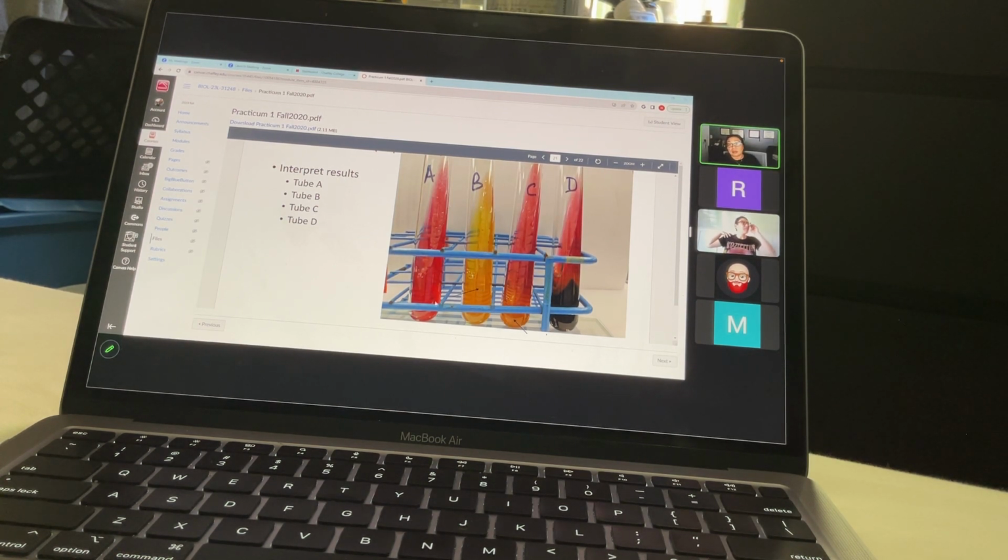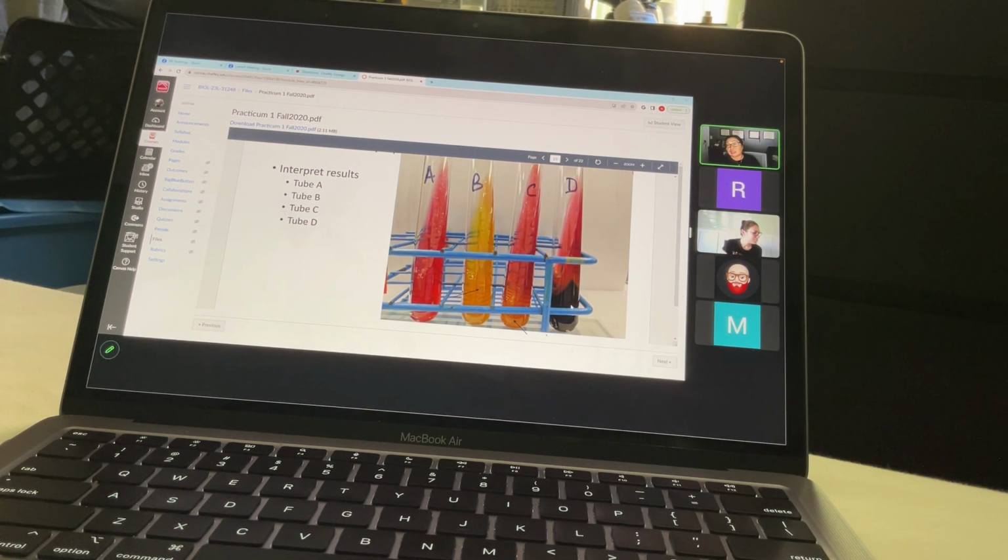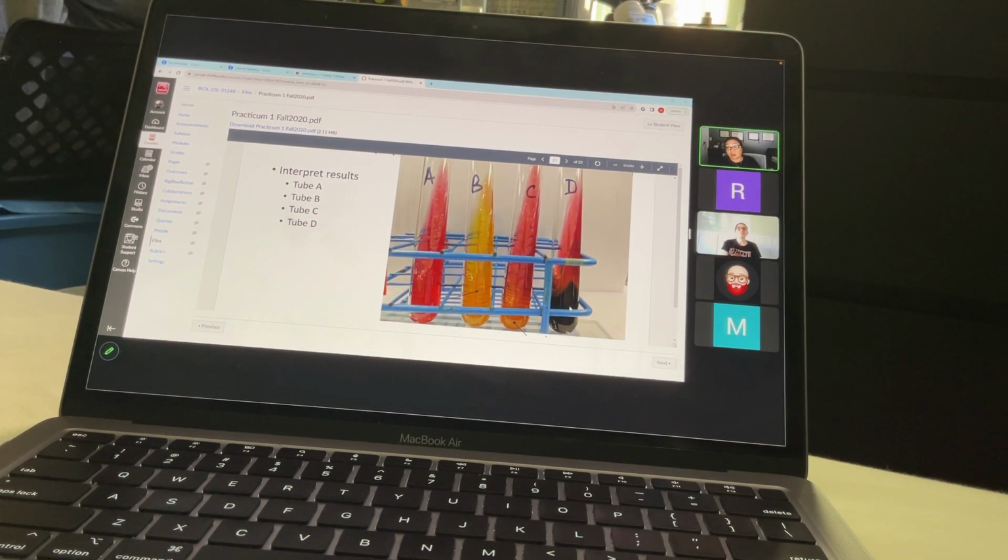Okay, so 1, 2, 3. And then the fourth one is: is it dark or not? That is the production of hydrogen sulfide, H2S. So 4 results per tube. You've got to run through it.